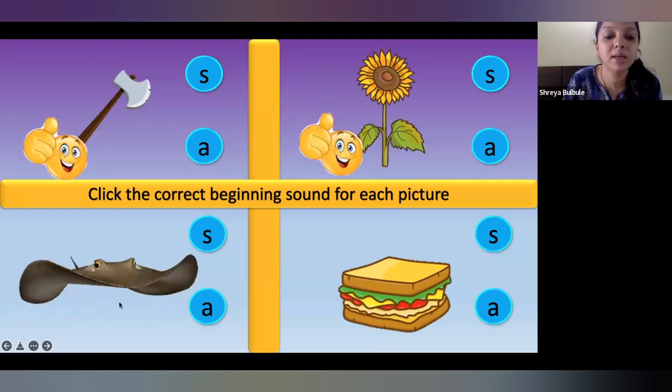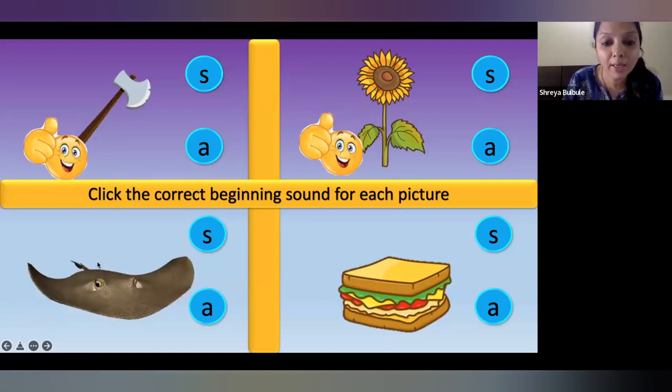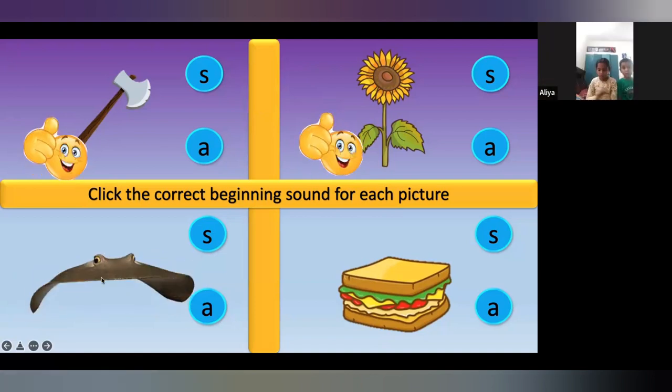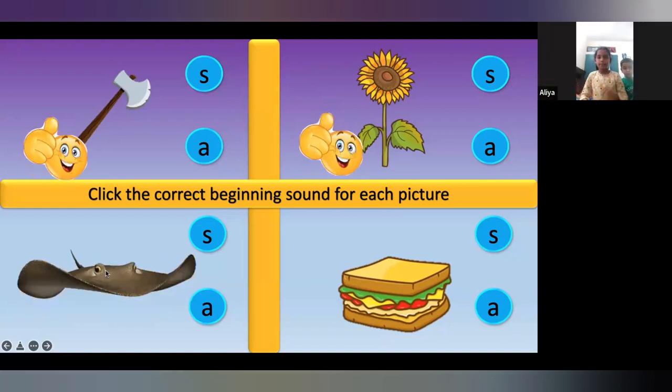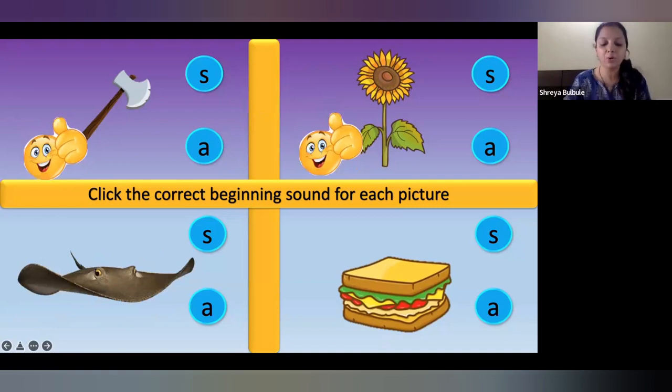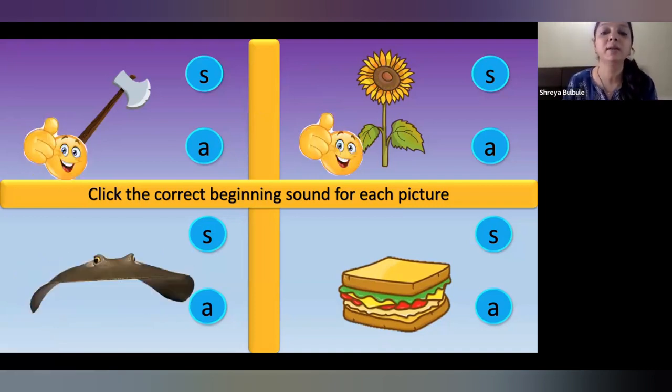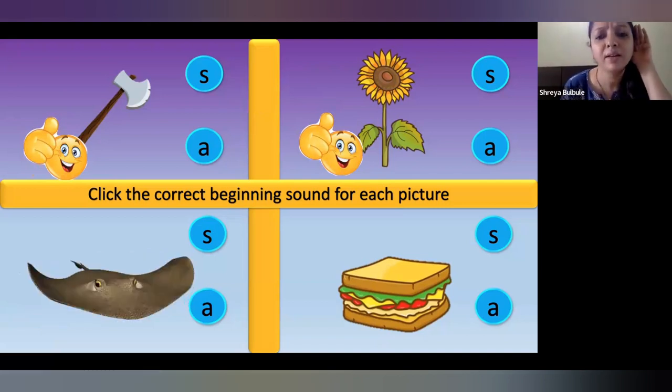What is this? You know what animal this is? This is called a stingray. What is it called? Stingray. So what sound does the stingray start with? Show me the flashcard for your answer quickly. What sound do you hear in the beginning of stingray?